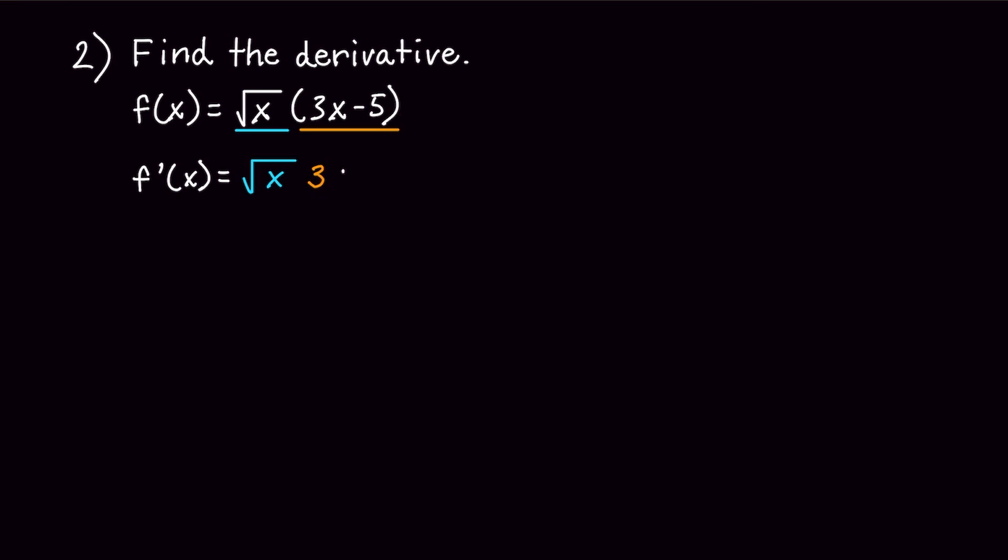and we add the second function, which is 3x minus 5, times the derivative of the first function. Now, the square root of x is such a common function that you should commit to memory the derivative. And the derivative of the square root of x is 1 divided by 2 times the square root of x.